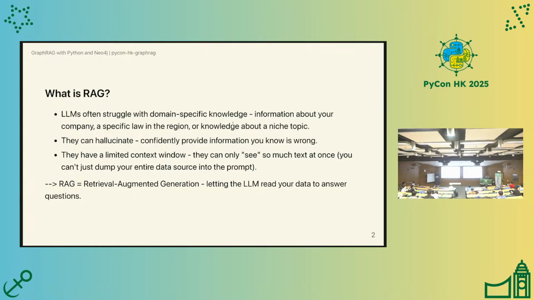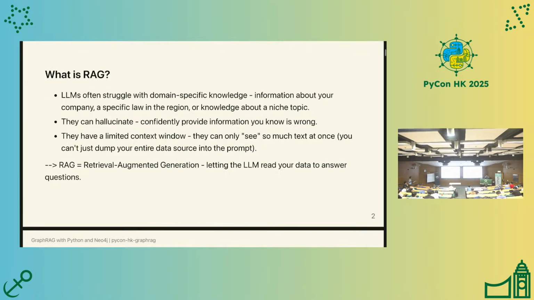They can also hallucinate, provide information that is incorrect, and also they have a limited context window. So even if you have a huge document, a huge set of documents, you can't just throw everything at the LLM because there's a context window, and if you put too much context, the LLM struggles to find the things that you need. And that's why we need Retrieval Augmented Generation. So the LLM can read specific parts of your data that are useful for your question to answer questions.